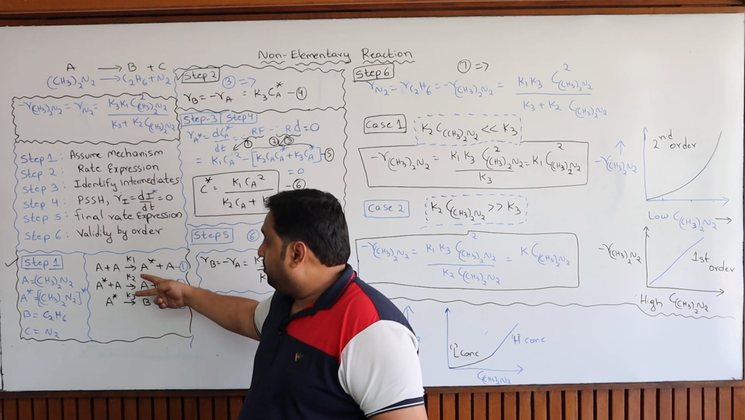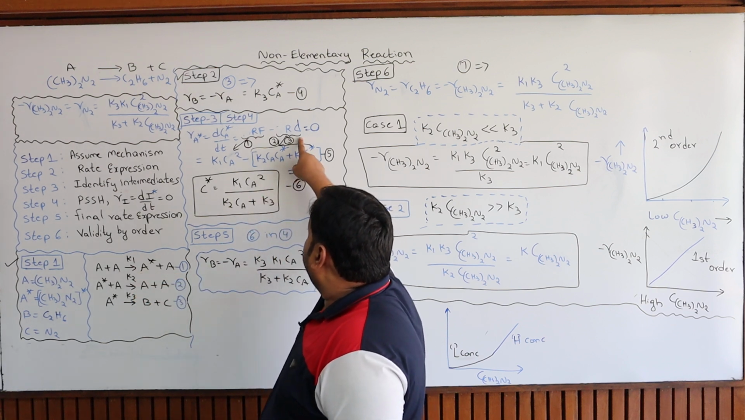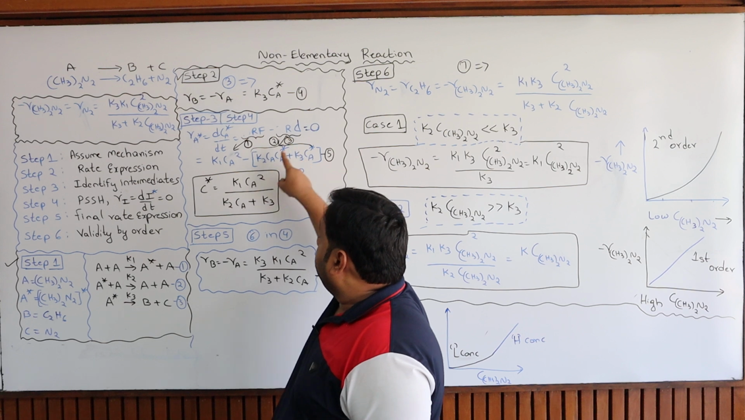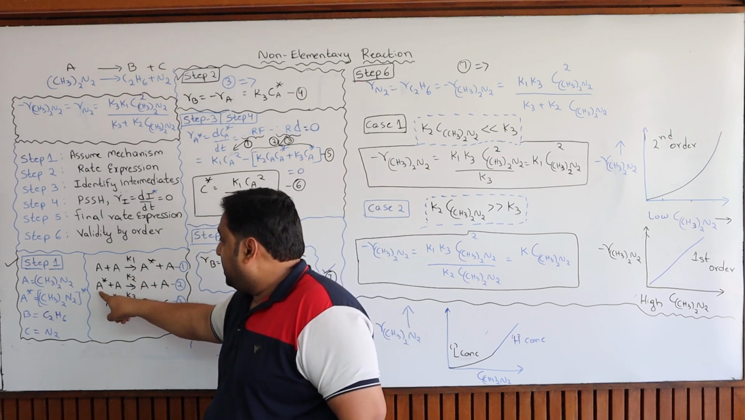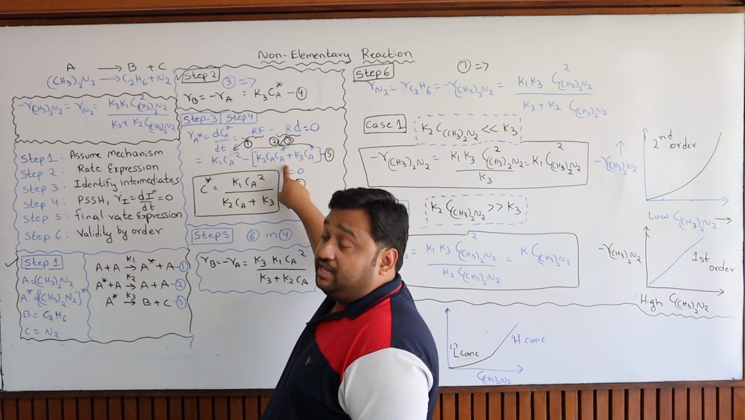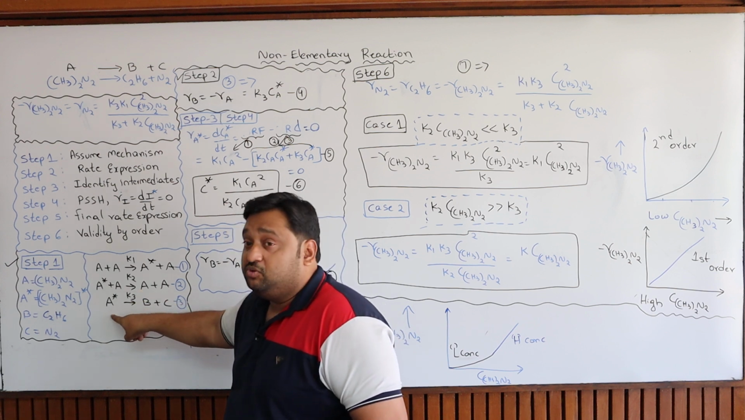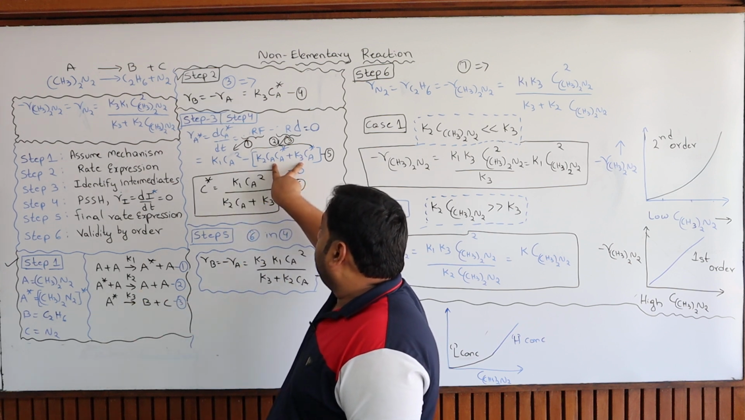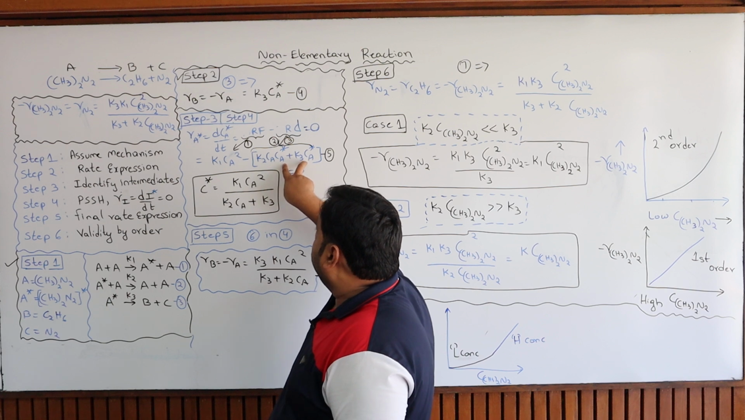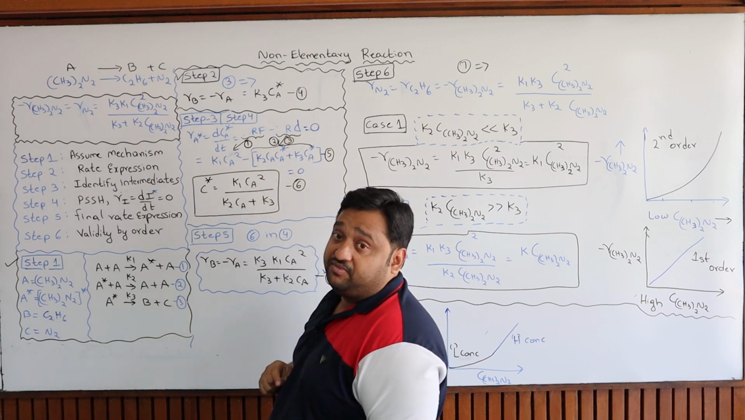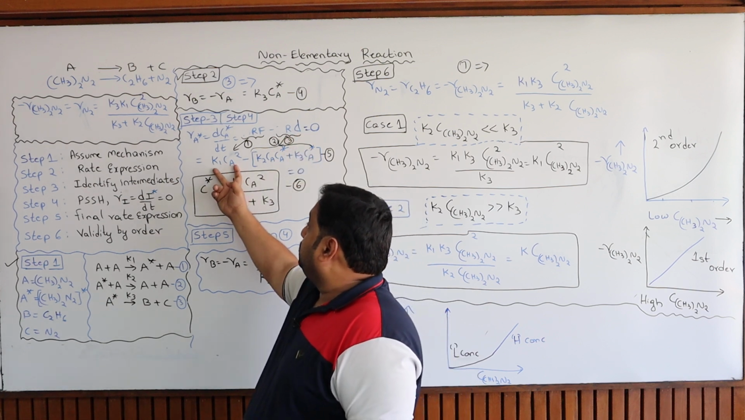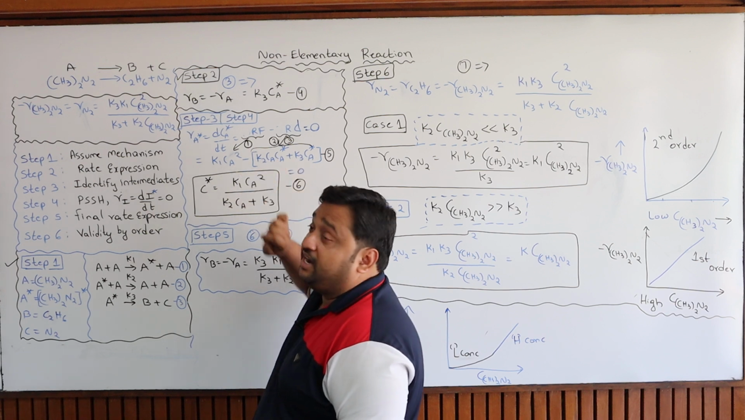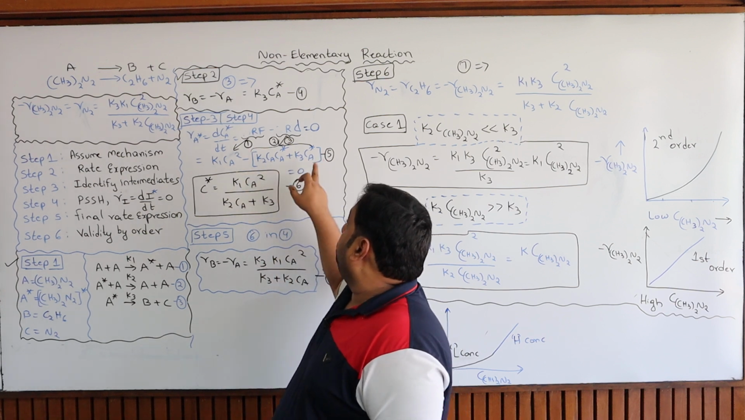So I have to combine these two. The rate of decomposition from the second and third steps is K2 into Ca star into Ca, and the third step is K3 into Ca star. These are both the reactions that help in decomposition of the intermediate. So one is positive, these two steps are negative, and now it should be equal to 0.